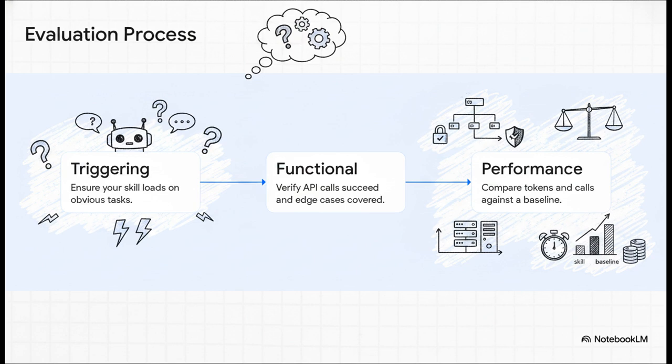Step 2, functional tests. Actually run the workflow to verify that those external API calls succeed and that edge cases are covered. And step 3, performance comparison. Compare your token usage and the number of tool calls against a baseline workflow where the skill wasn't used. You want to prove that your skill actually makes things more efficient.